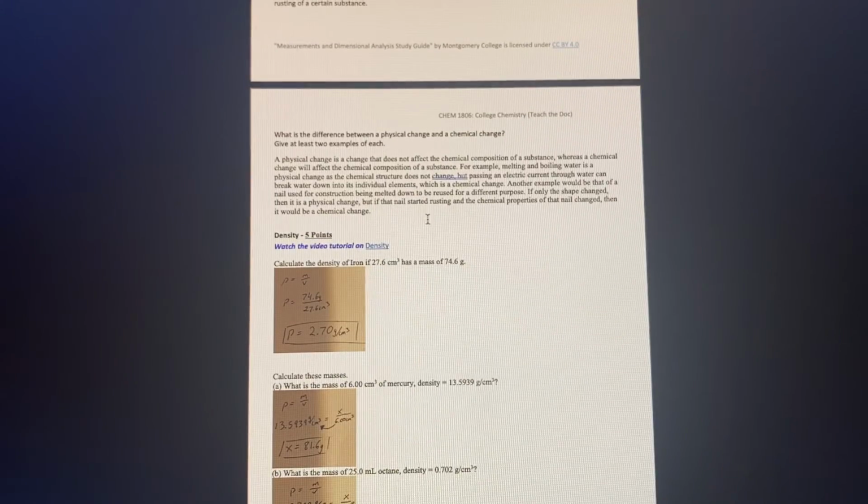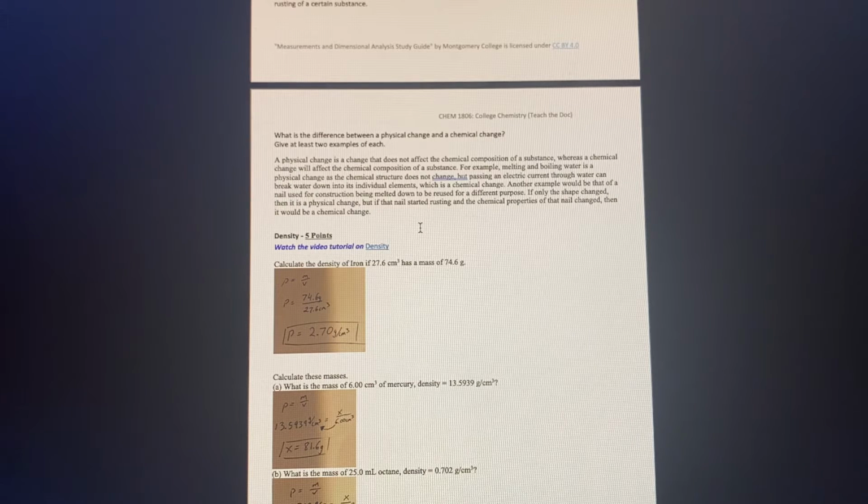Now, this next question kind of goes back into that previous one of what is the difference between the 2, physical and chemical changes. Now, a physical change is a change that does not affect the chemical composition of a substance, whereas a chemical change will affect the chemical composition of a substance. My second example was one of a nail used for carpentry. Now, if a nail is being melted down to be reused for some other purpose and it's still that same metal, then that's just a physical change. However, a chemical change would be if that nail was rusting and the metal itself was changing its chemical properties.